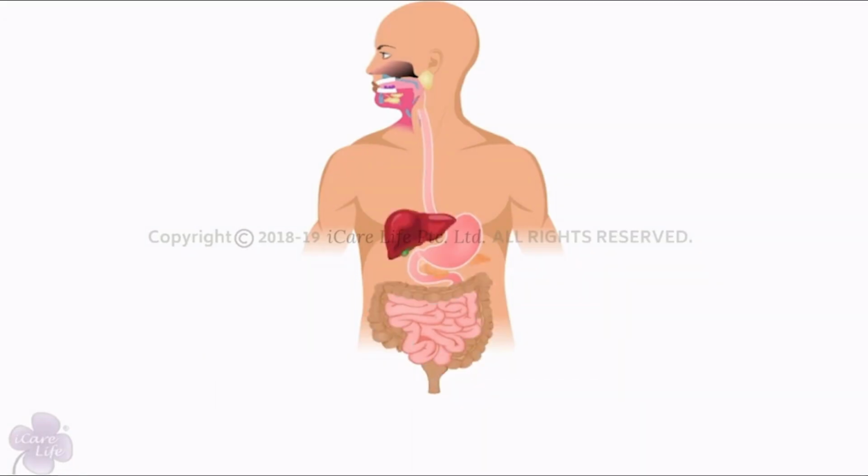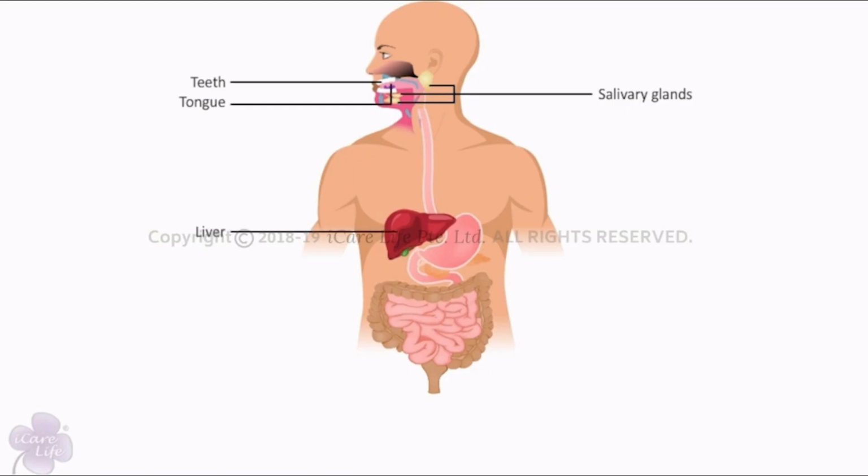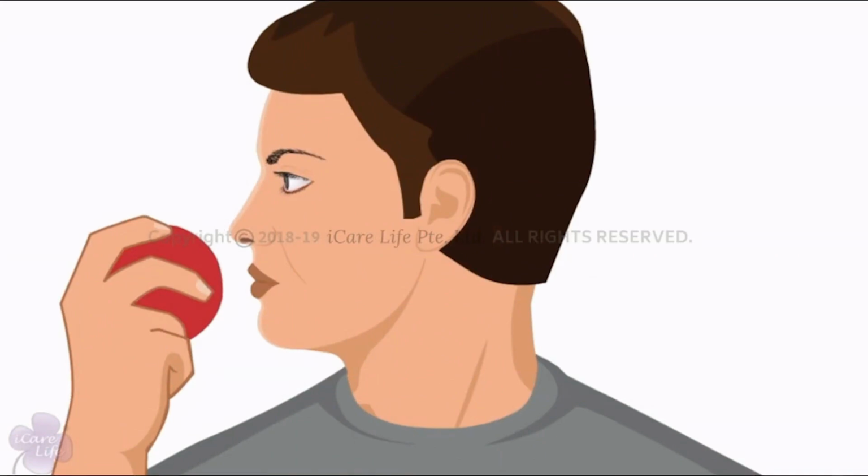The other organs that help in digestion are the teeth, tongue, salivary glands located under the tongue and near the lower jaw, liver, gallbladder, and pancreas. Let us now look at the process of digestion.